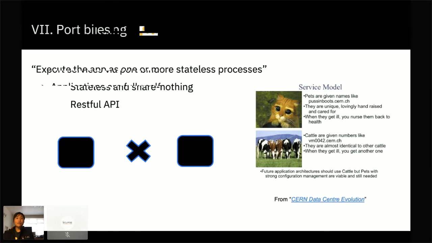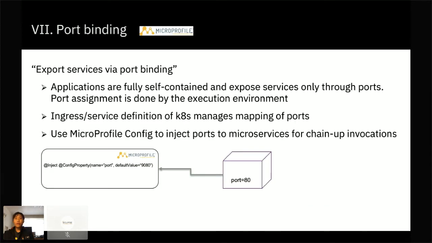The seventh one is port binding. So you should export your services via port binding. As you know, in development, OpenLiberty, for example, uses port 9080, or you can configure it to use a different port. However, when you deploy this microservice to Kubernetes, Kubernetes will give you a different port.